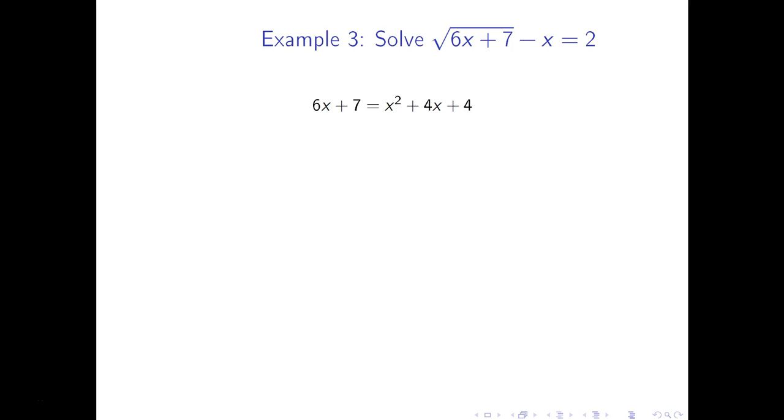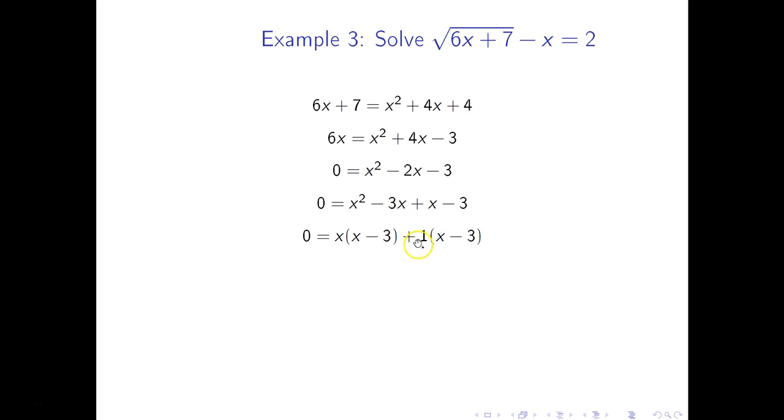So we can subtract 6x from both sides and subtract the 7, and we end up down here with x squared minus 2x minus 3. And you can factor that. You can break this up into minus 3x plus x and factor it by grouping, and you end up with x minus 3 times x plus 1. You can check that multiplies out to here if you want. We set each one of those equal to 0, and I end up with x equals 3 or x equals negative 1. So I have two answers.